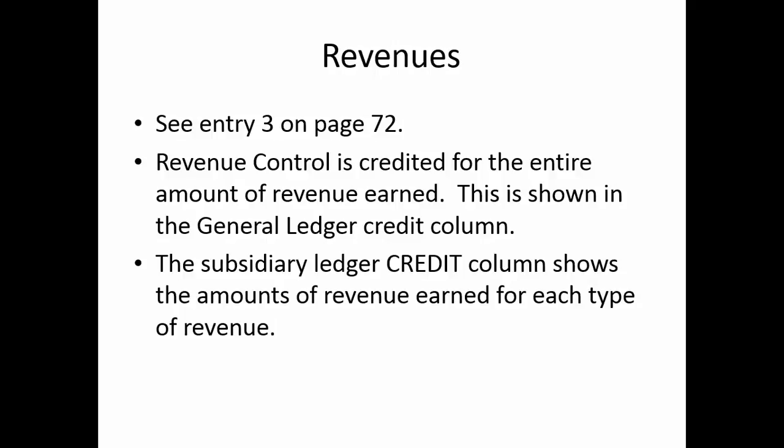Turn to page 72, journal entry 3. Revenue control is credited for the entire amount of revenue earned. This is done during the accounting period. This is shown in the revenue in the general ledger credit column. We increase revenues with credit, the revenues earned. The subsidiary ledger credit column shows the amounts of revenue earned for each type of revenue.